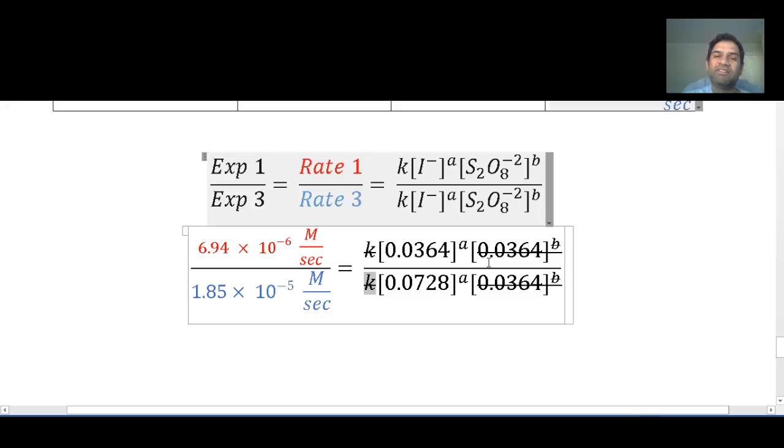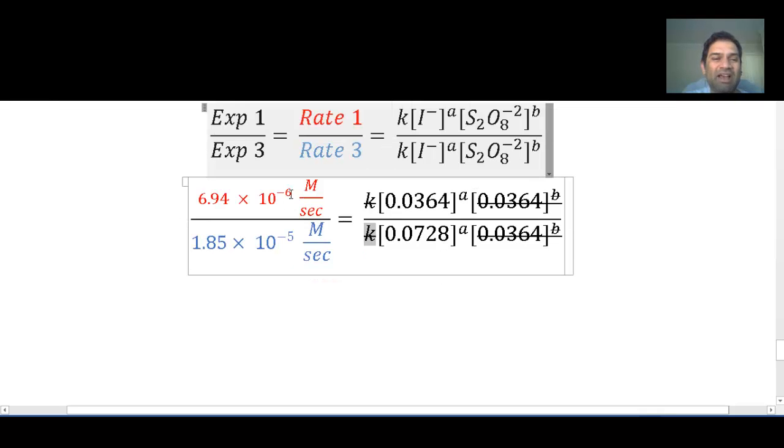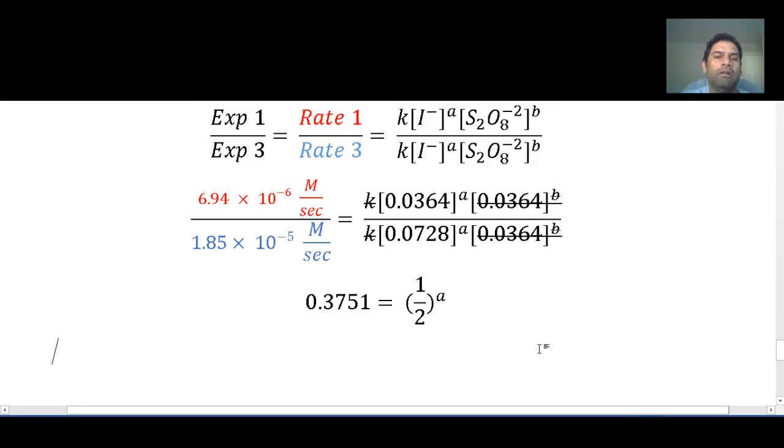So we have 0.0364 divided by 0.0728. That's actually 1/2 to the power of a. So you can take this fraction and group the whole thing under exponent a. So that's 1/2 to the power of a. Now on my calculator, when I look it up, I'm getting a value of 0.3751 when I solve this. This is a problem here, I'm going to have to try to solve for a.